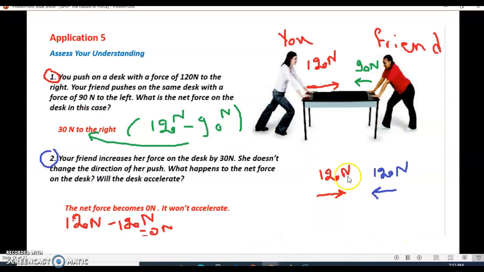Application 5, also we have, you push on a desk with a force of 120 Newton, and your friend pushes to the left, you push to the right and your friend to the left. So you push stronger than your friend, the object will move to the right, and the net force is equal to the difference between them. It's 120 Newton minus 90 Newton, so this is 30 Newton. However, now if your friend increases her force by 30, so it becomes 90 plus 30, 120 Newton, now both of you are pushing with the same magnitude. So 120 minus 120 is 0 Newton. When the net force is 0 Newton, the object doesn't move, it won't accelerate.